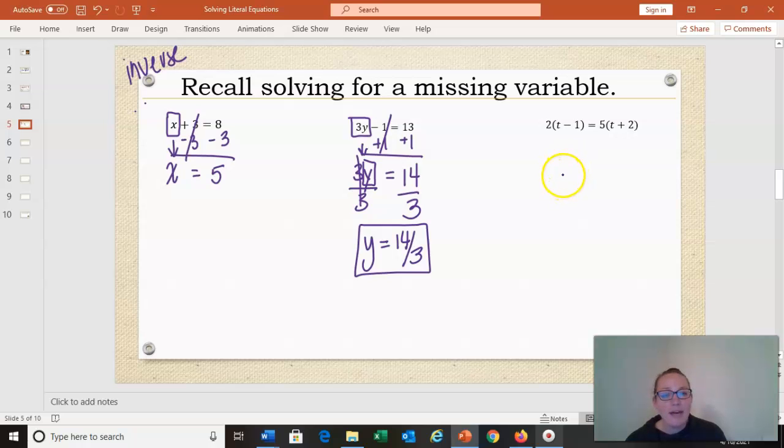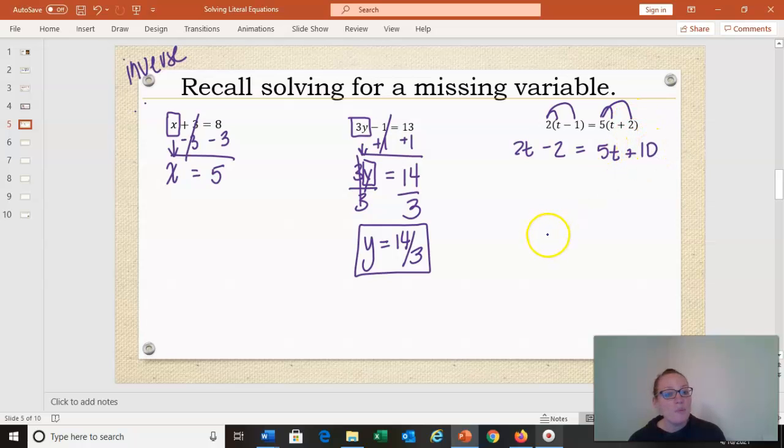So here's one where we have variables on both sides, and the t happens to be kind of stuck inside those parentheses. So remember, whenever we have a number next to a parentheses, we're going to distribute. So 2 times t and 2 times negative 1. We'll do the same thing on the right side, 5 times t and 5 times 2.